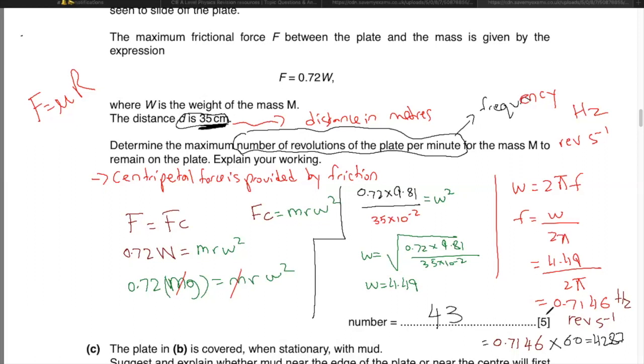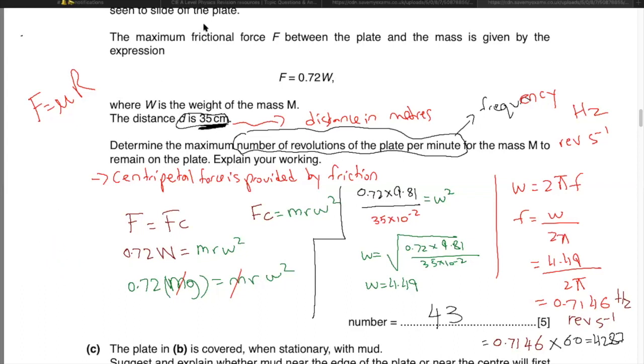Now, if someone is wondering, why can I not round it off to 42? Well, because they're asking us for the maximum number of revolutions. And if my answer is 42.87, obviously 43 is going to be the maximum number. 42 is not going to be the maximum number. So that's why my answer is 43.